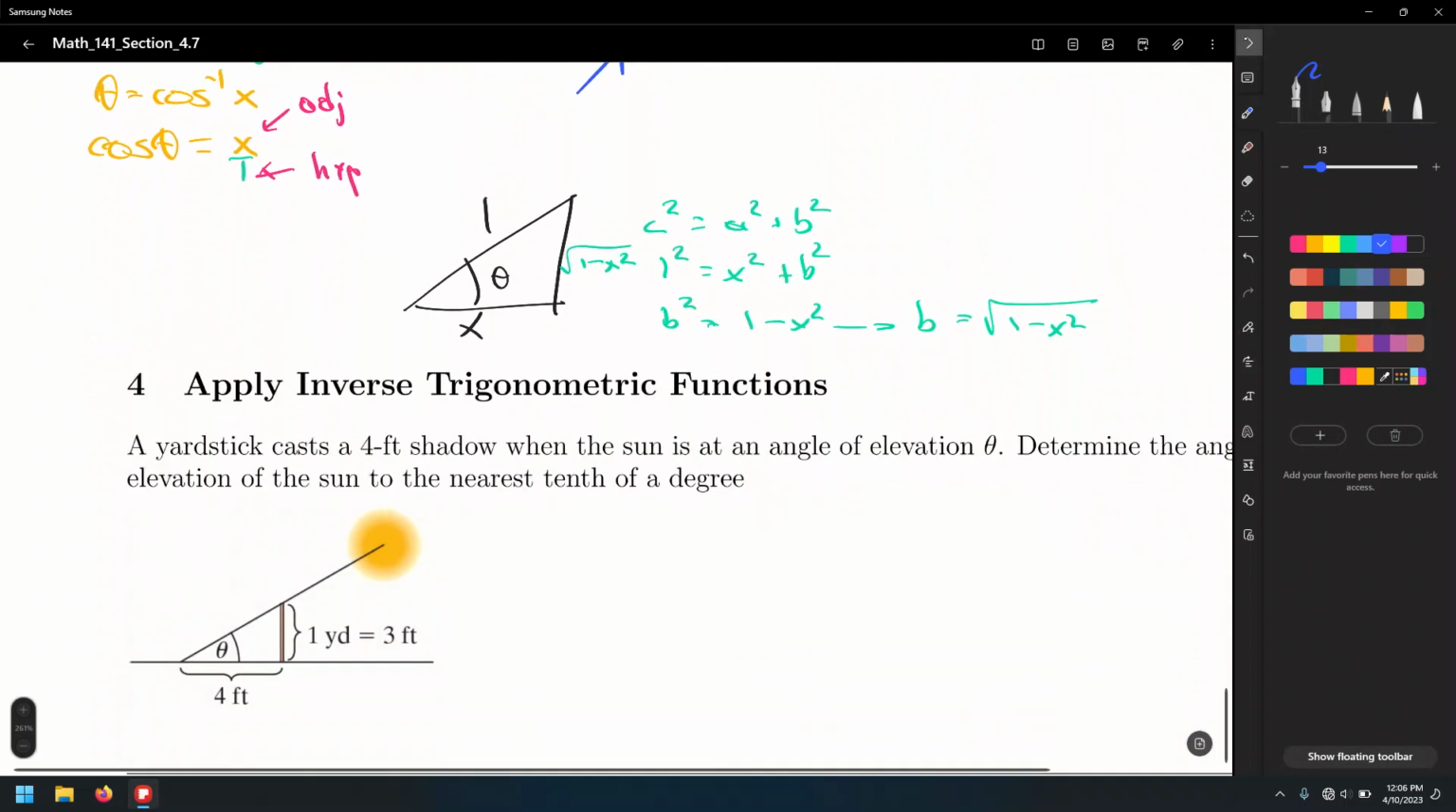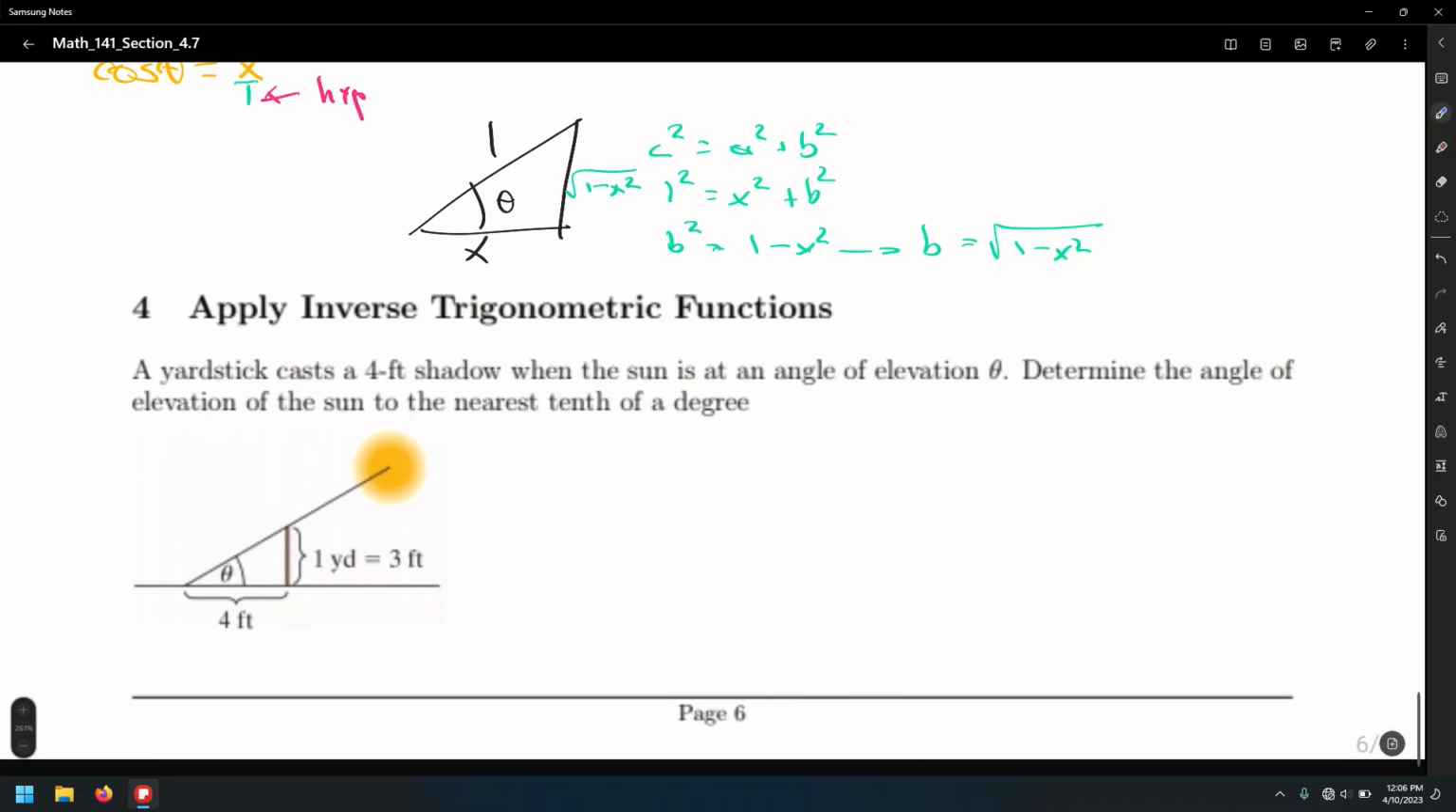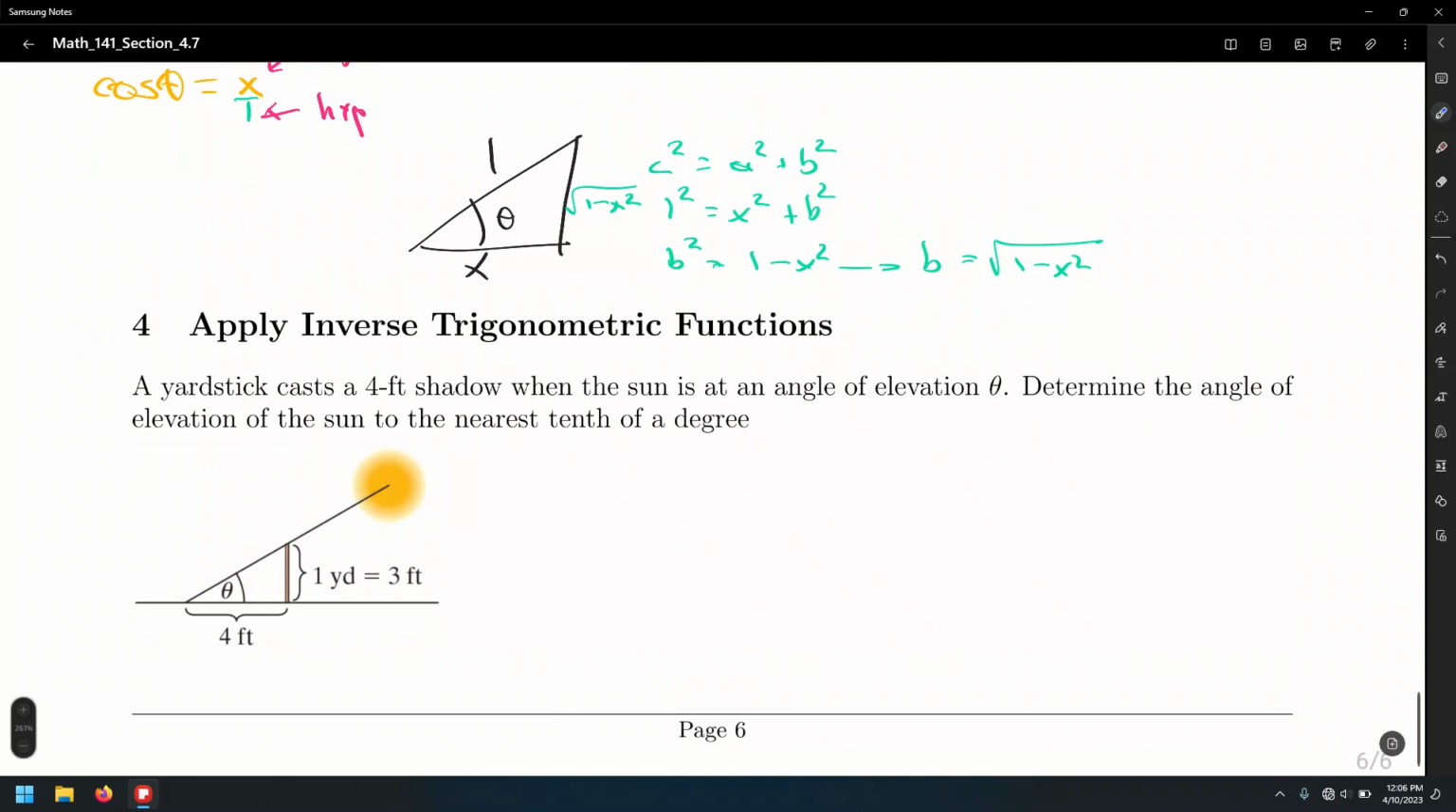The last topic here is applying inverse trigonometric functions. A yardstick casts a 4 feet shadow when the sun is at an angle of elevation theta. They're asking us to find the angle of elevation of the sun to the nearest tenth of a degree. In this case, they're telling us that a 3 feet pole right here, or a yardstick, is casting a shadow of length 4 feet.